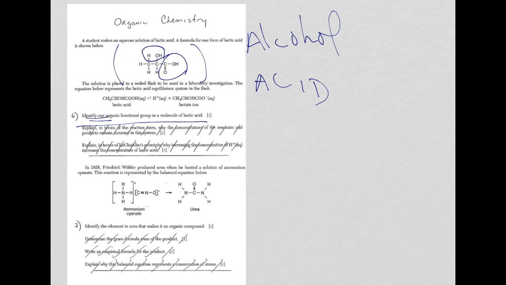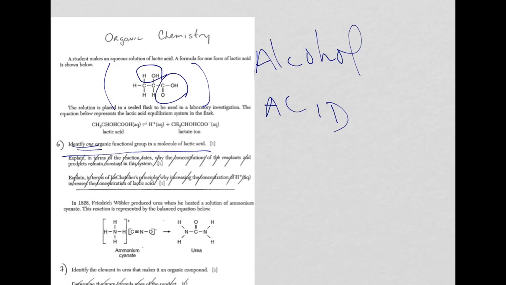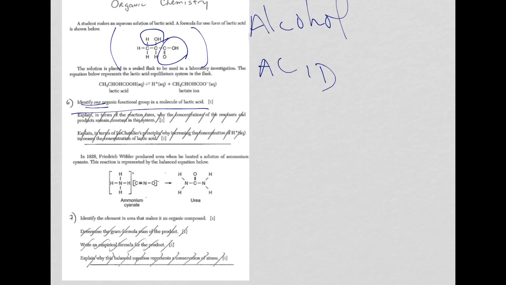All right, let's move on to question 7. We're given an equation here. Oops, I'm sorry. I didn't realize that would happen. We're given an equation here, and we're asked in question 7, identify the element in urea that makes it an organic compound. Well, again, by definition, an organic compound has to have carbon. So obviously, urea contains carbon. There's your answer. All right, let's move on.